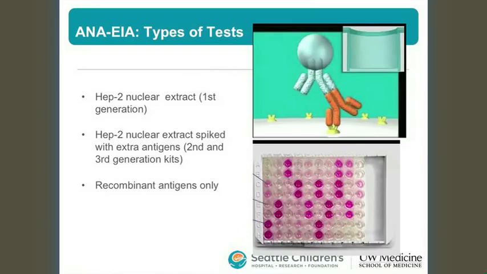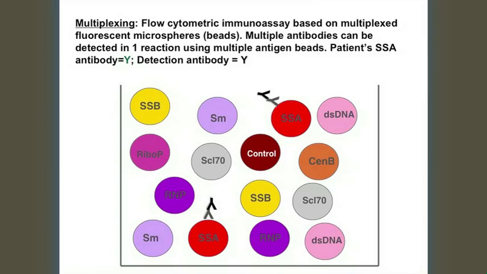And usually most kits now that are EIA for ANA use the HEp-2 cell with some extra things stirred back into the soup to help get over problems with destroyed antigenicity in the preparation. And multiplexing, which is the bead-based assay and is described, which is in the room as well.